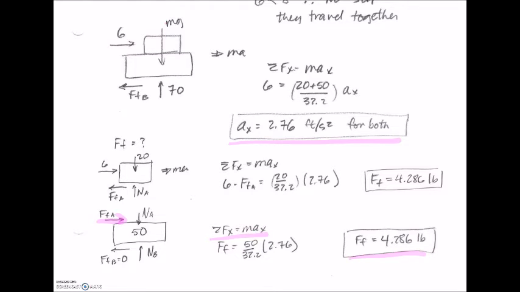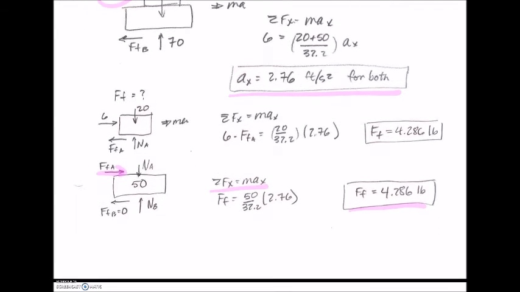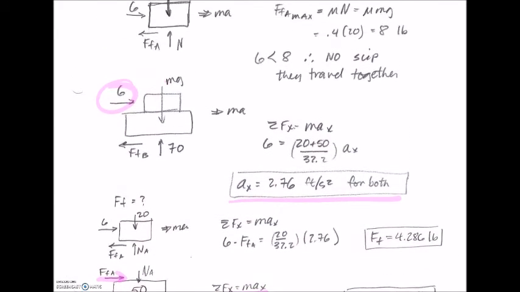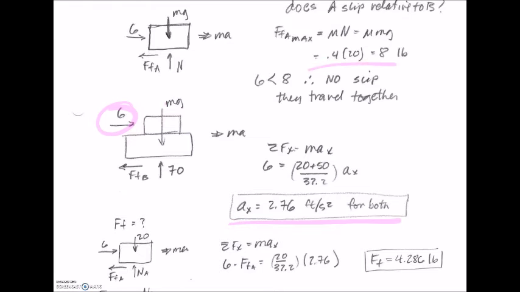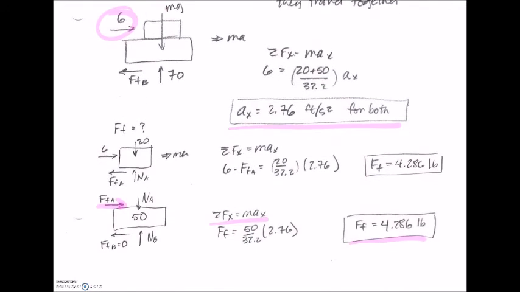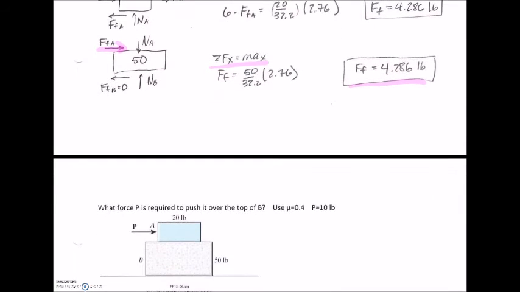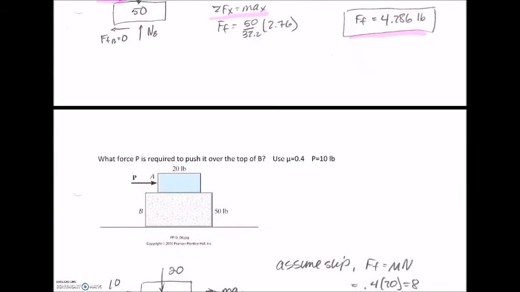Now, what if I increase that force? Instead of making it 6 pounds, let's bump it up to 10. If I push with a force of 10 pounds, I know that the force of friction maximum is still 8. So if I bump it up and push it with a force of 10, I think you would expect that it might slip. So let's see if it does.